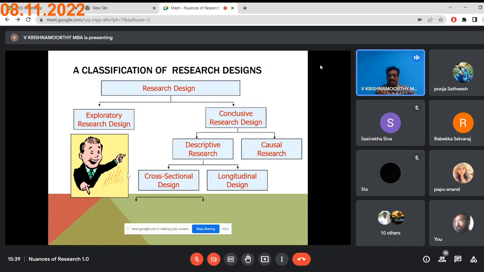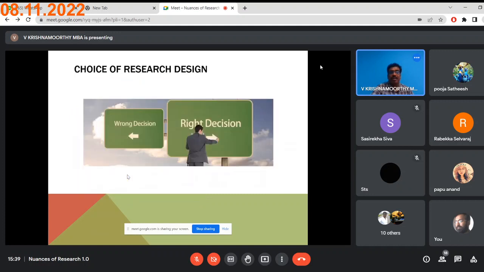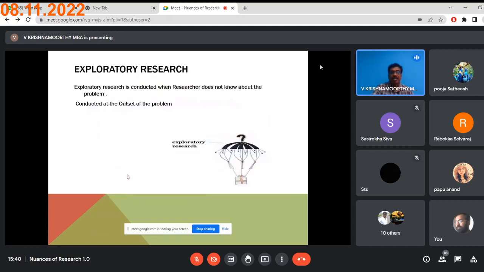What is cross-sectional design? Cross-sectional design means you have collected data only once from the respondents. That is a cross-sectional study. In case of longitudinal design, you are going to collect the same data from the same individual over a different period of time. That is an example of longitudinal design.